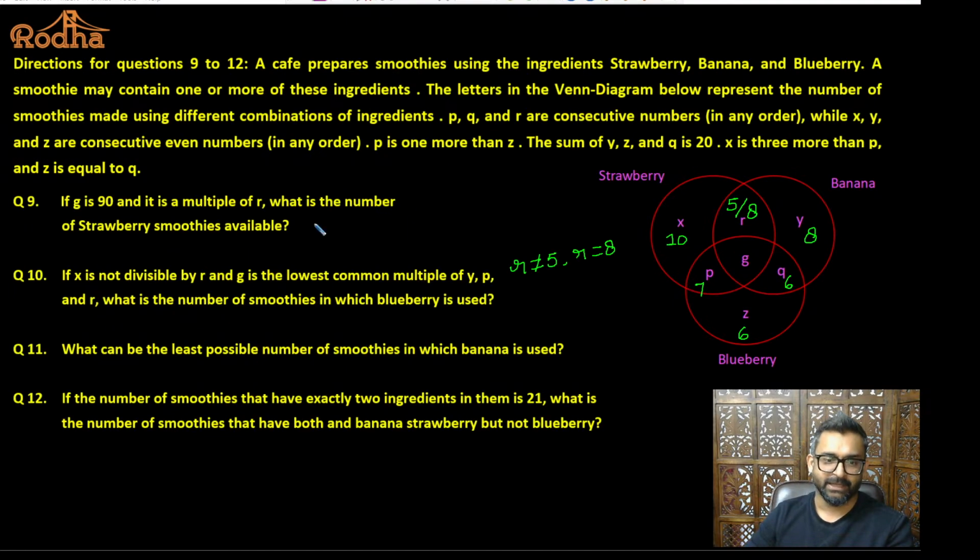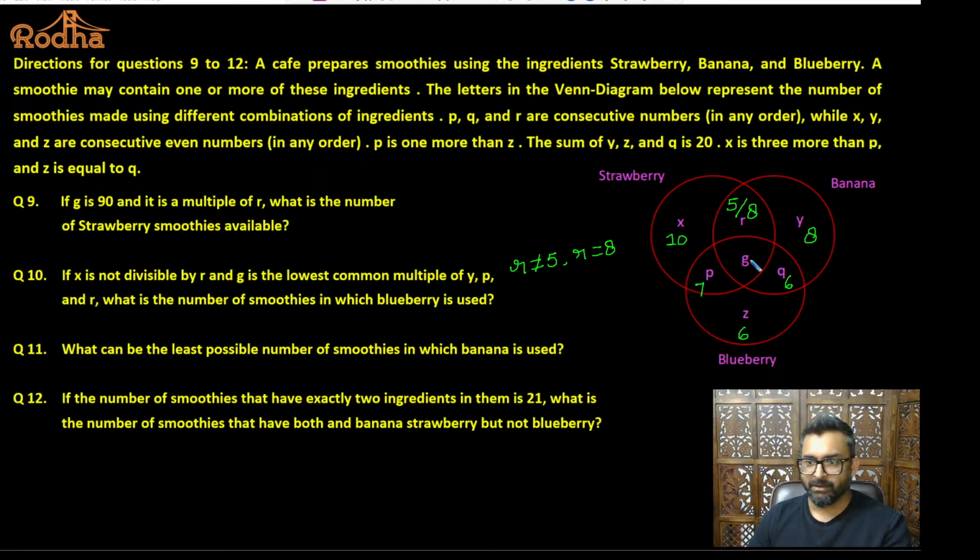Fine. Okay. So here we have to understand that the value of G is not given, and 5 or 8 is not known. One of the values has to be given, and as per the answer, we have to take the values. If x is not divisible by r, I'm sorry guys, if x is not divisible by r, G is the lowest common multiple of y.